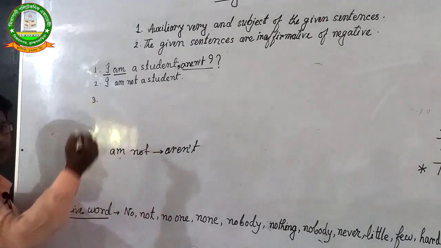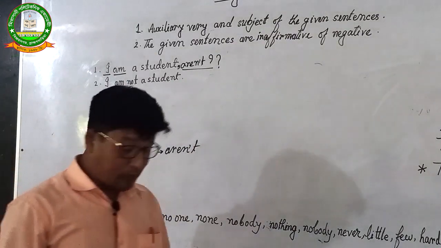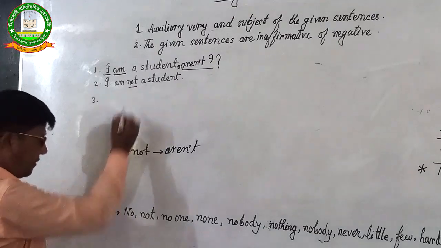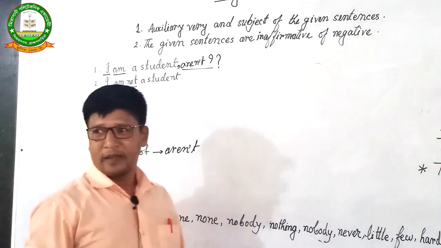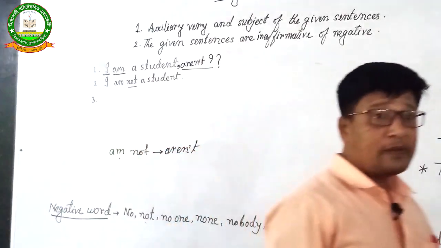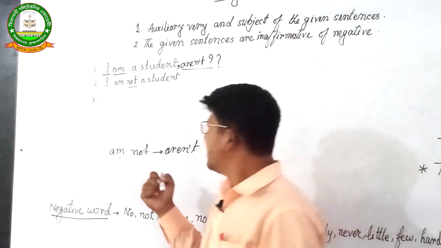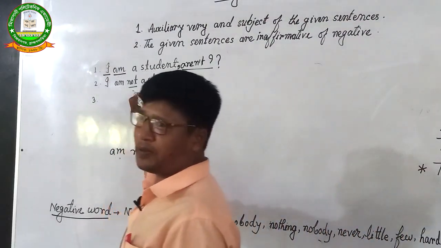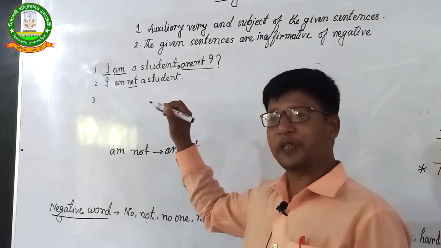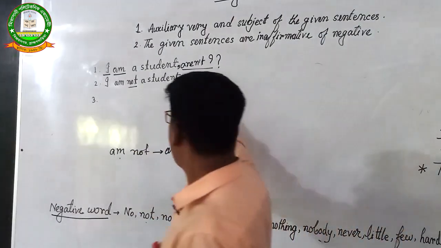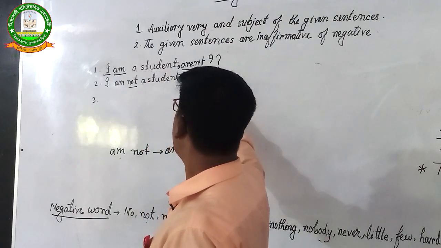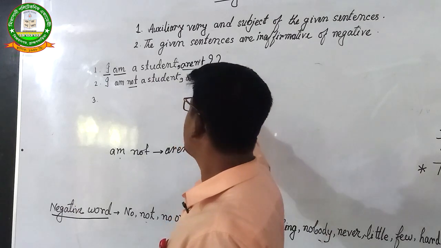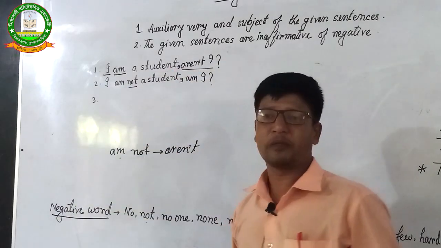Second, I'm not a student. This is a negative form because we find here a negative sign, not. So it is a negative sentence. What will be the take question of this sentence? It is a negative sentence, so we will add the affirmative form of the auxiliary verb. Affirmative form: am. This is the comma, am, and the subject, and at the end of the sentence you have to put a question mark.